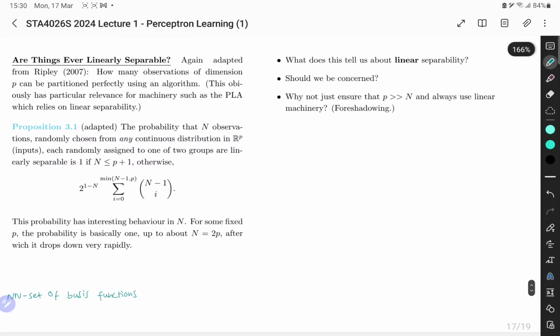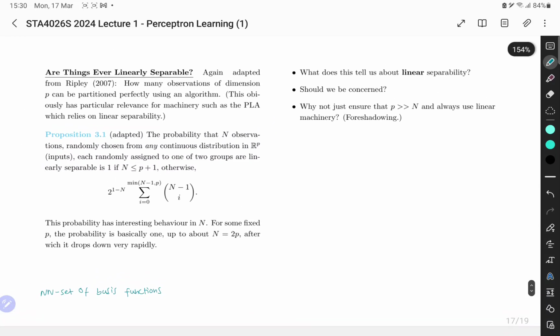Okay, so now you don't believe anything anymore. I'm a complete neural net atheist. I don't believe in this stuff anymore. Okay, so what are they doing? What is this algorithm doing?